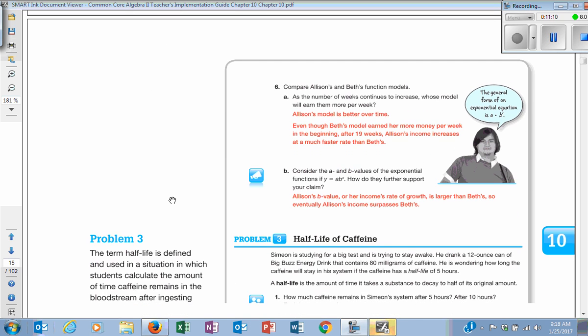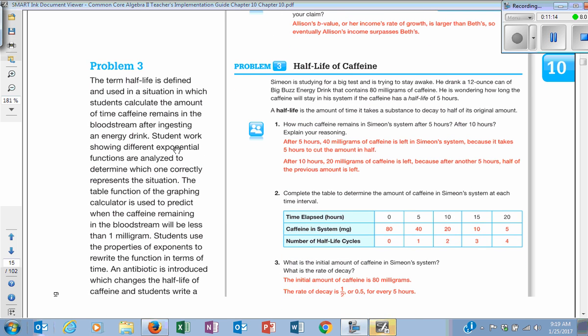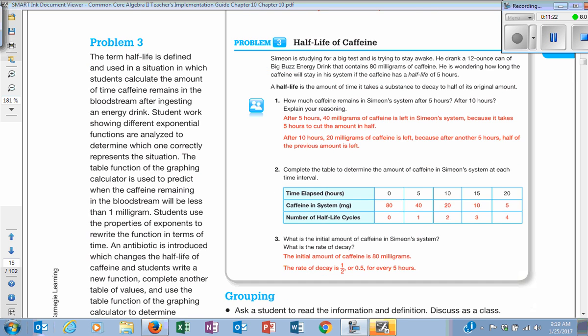You can read through these, it just compares. Alright, so now the last thing I think we need to go through is this half-life. So Simon is studying for a big test and trying to stay awake. He drank 12 ounces of energy drink and it contains 80 milligrams of caffeine.